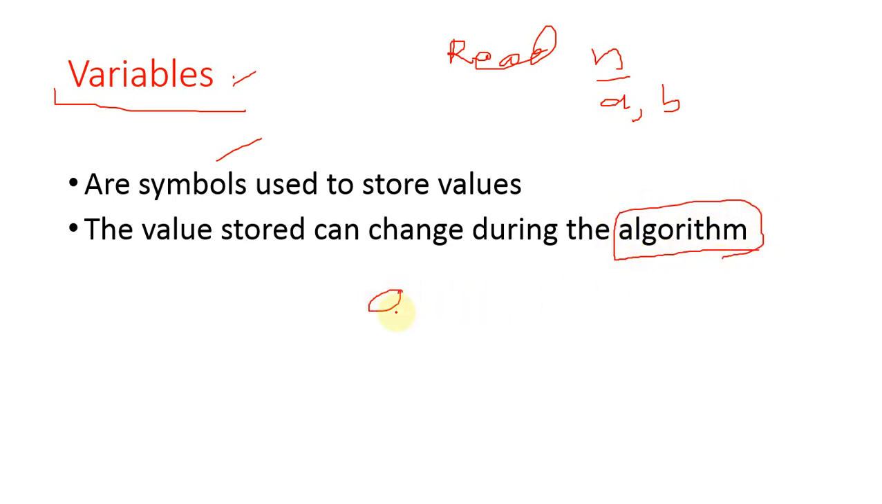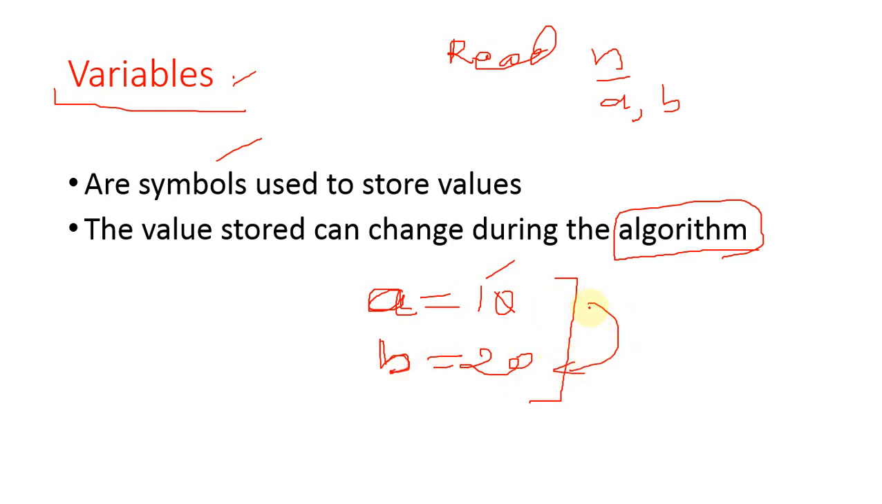Say if you say a equal to 10 and b equal to 20 while inputting. The value stored can change during the algorithm. So in some cases, initially we said a equal to 10, which means we have inputted 10 into a and 20 into b. But for some purpose, we need to exchange these, means swap these two.